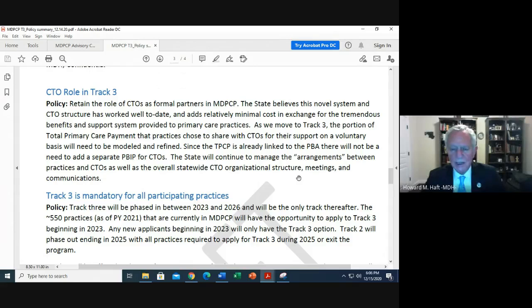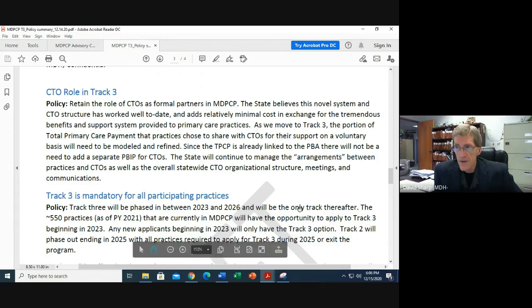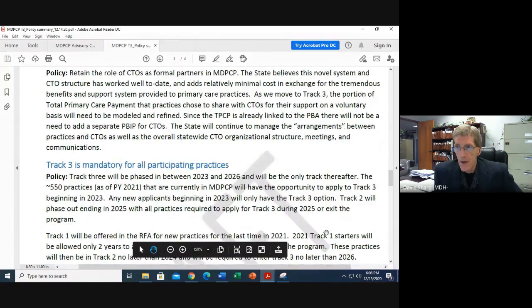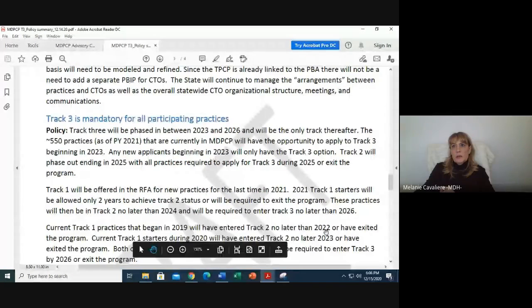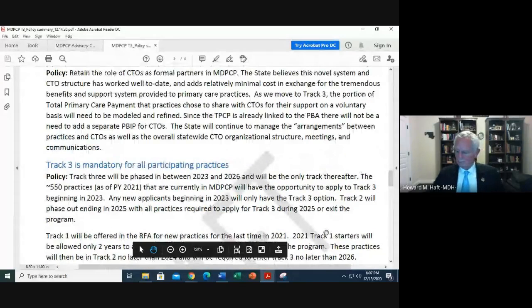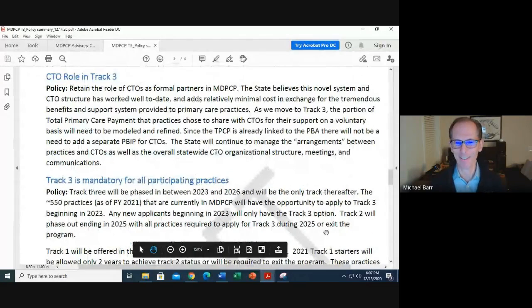CMMI has no objection to having care transformation organizations. Their objection was to having them have a relationship with CMS and CMMI through the participation agreements. Okay. Thank you, Dr. Haft. Any comments here? Okay, seeing none. Dr. Barr and Dr. Okiki have their hand up. Oh, my apologies. Dr. Barr. It's not up anymore. That was from before, sorry.